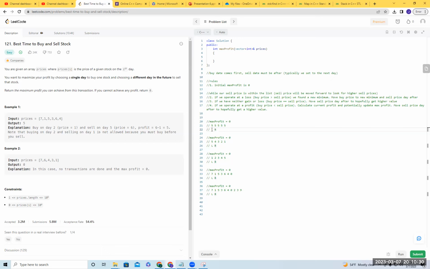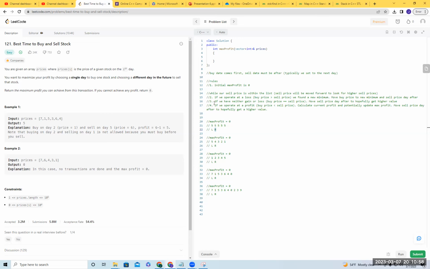Okay, so here we have our list of values. Notice for all 5 days, the stock value is $5. We always start our left pointer, essentially our buy price, at the first value, and our right pointer is going to be one after our buy price. So our sell price is the second day. A simpler way to say that: buy on the first day, sell on the second day.